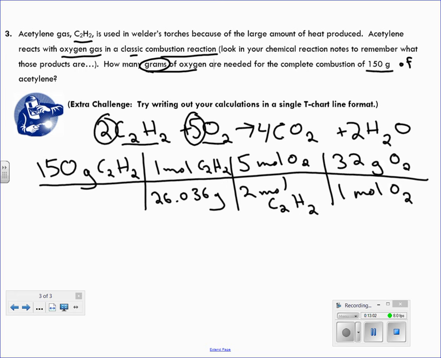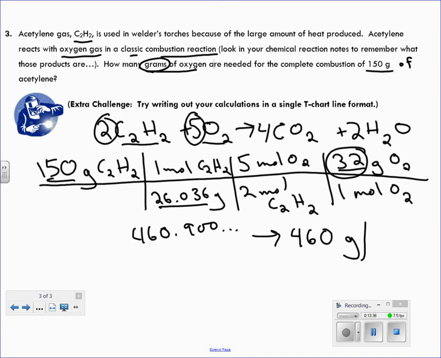150 times 5 times 32 divided by 26.036 divided by 2. And again, I'm going to write down what my calculator spits out and then think about sig figs. So 460.9000. With sig figs, let's see here. I have 32, 26.036, and 150. Looks like the fewest number of sig figs I have in this case is 2.